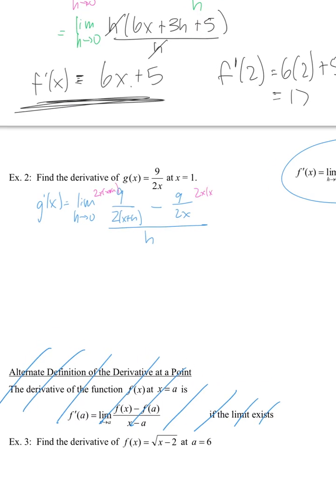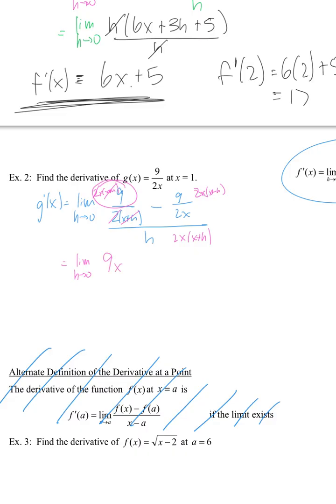2x times x plus h for this fraction. And in the denominator, 2x times x plus h. All right, so let me see if I can get this to simplify. For the first fraction, the 2 cancels, the x plus h cancels. When I multiply what's left, I have 9x.